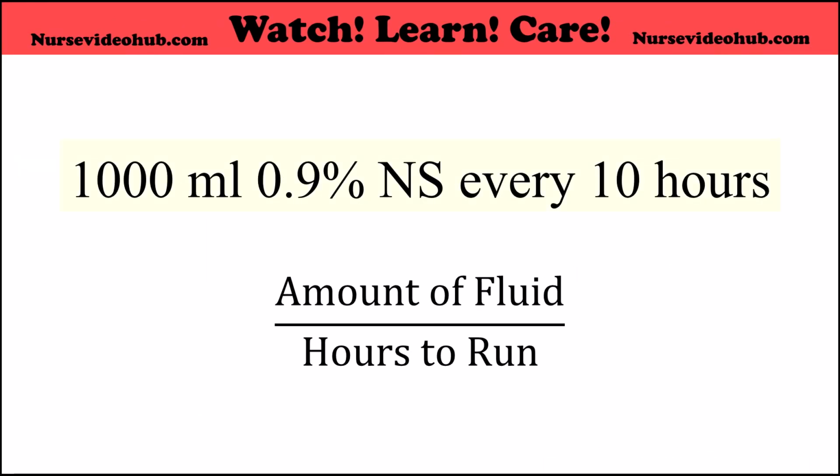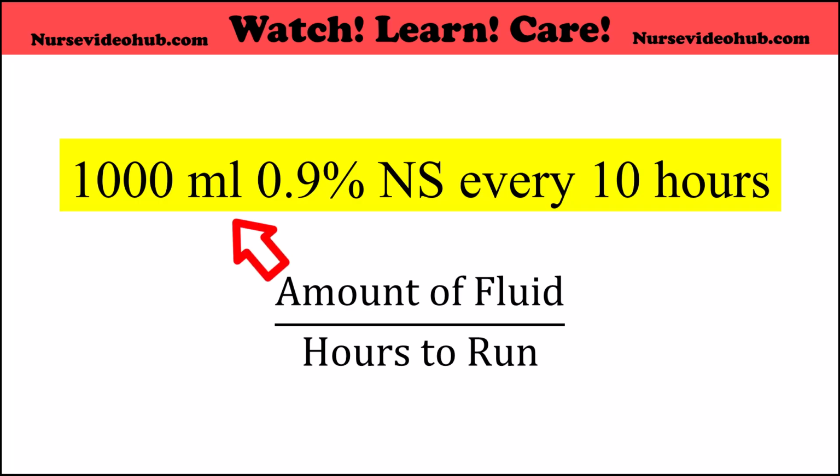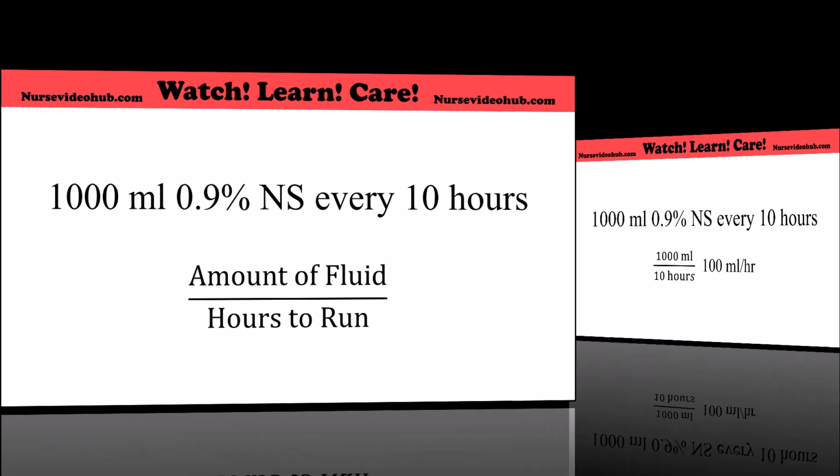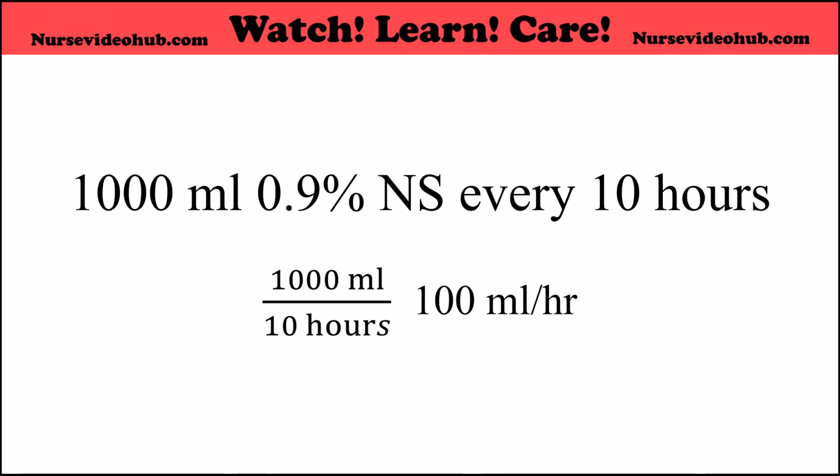The order reads 1,000 milliliters of normal saline every 10 hours. The total amount of fluid is 1,000 milliliters, and you want to infuse it over 10 hours. Plug the numbers into the formula. The total amount of fluid, 1,000 milliliters, divided by hours to run, which is 10 hours. 1,000 divided by 10 equals 100 milliliters per hour, and that's what you program the IV pump to, 100.